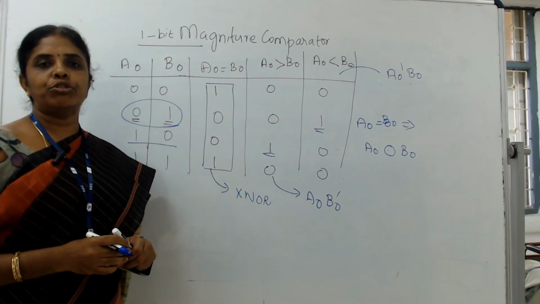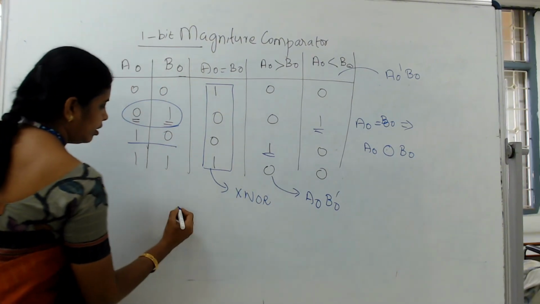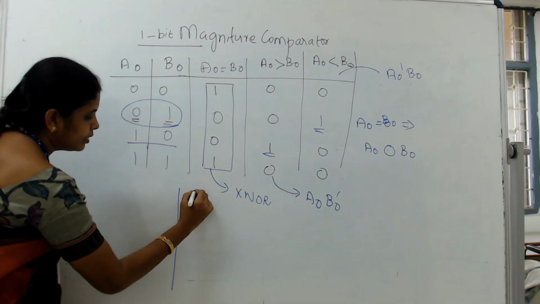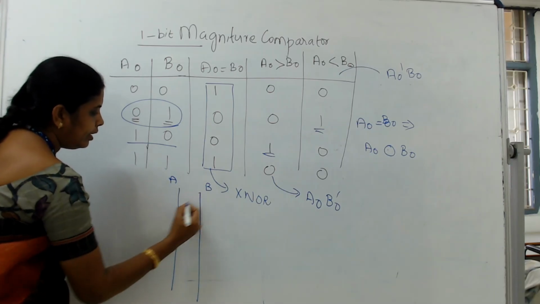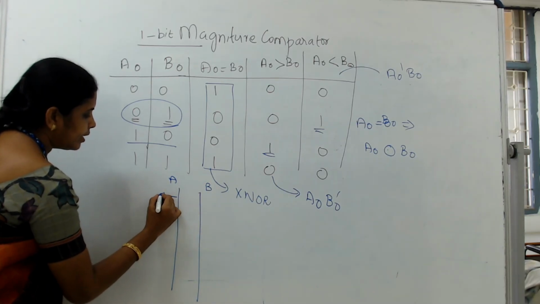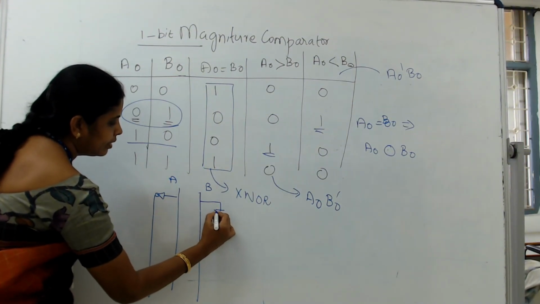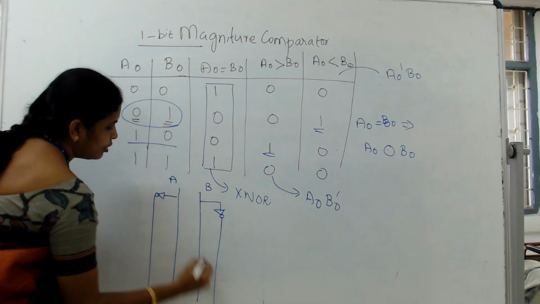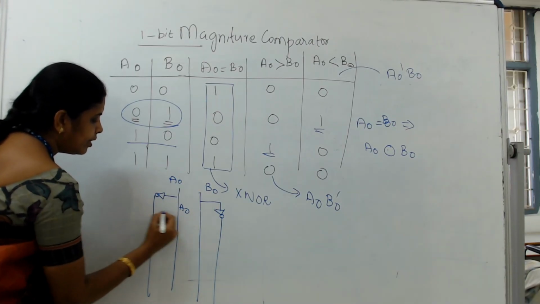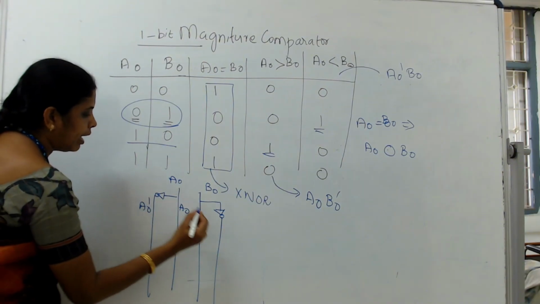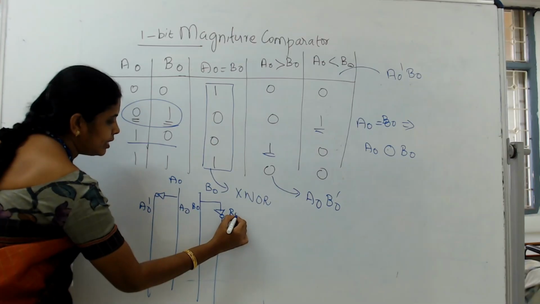Finally, you have to draw the logic diagram. In the logic diagram, you will have the inputs A and B, along with their complement forms. This value represents A naught, this value represents A naught bar, this value represents B naught, and this one is B naught bar.